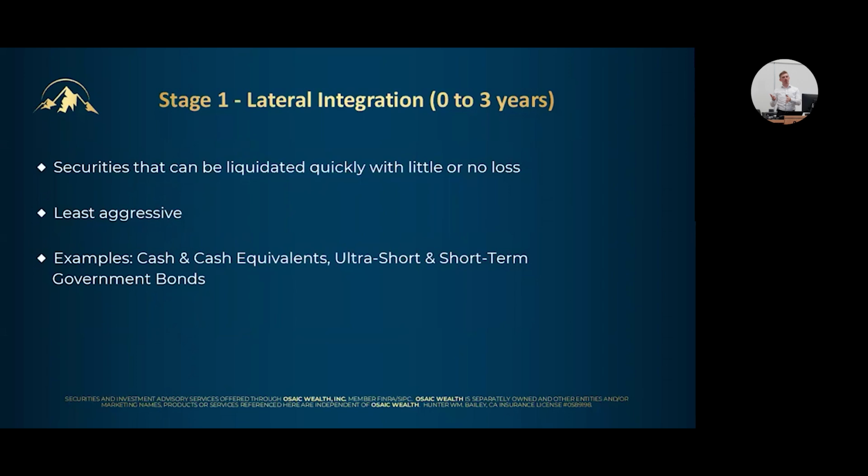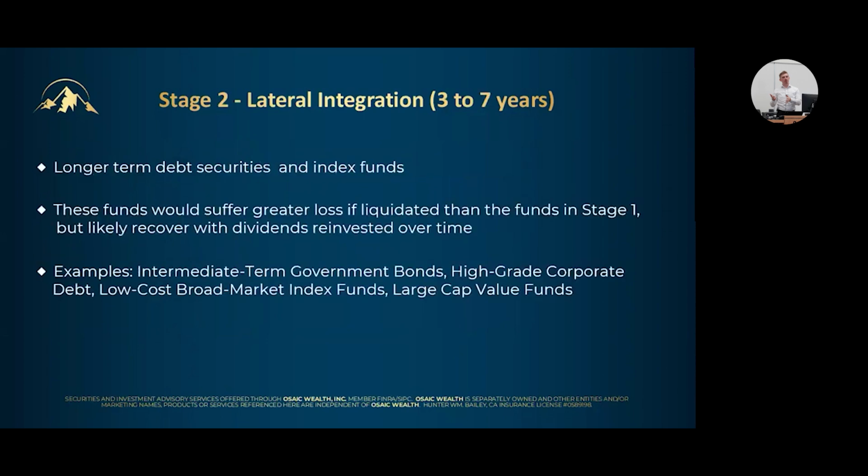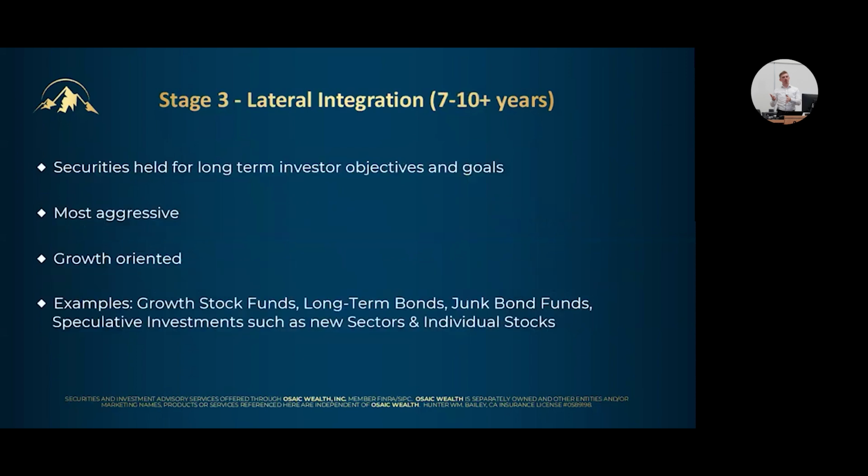Things like cash and cash equivalents, super short-term bonds, things like that that are not aggressive, things that can be liquidated very quickly for little or no loss, really liquid cash assets. We moved into stage 2 where we started talking about longer term debts, index funds, some other fund securities like that, things that would suffer a little bit more loss if we liquidated them, but gave us a little bit of growth, potential for reinvesting dividends, interest, so we can have a little bit more longer term horizon with that. And we have a couple examples of things that we might use within that.